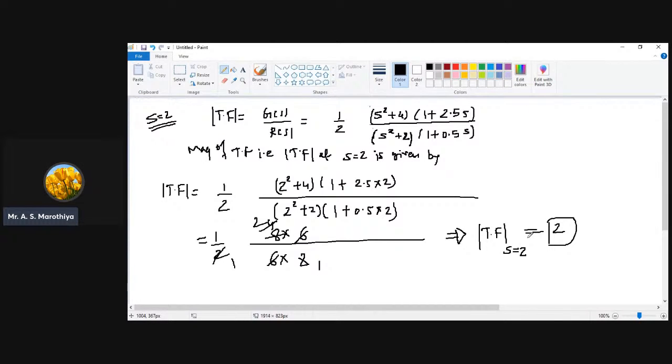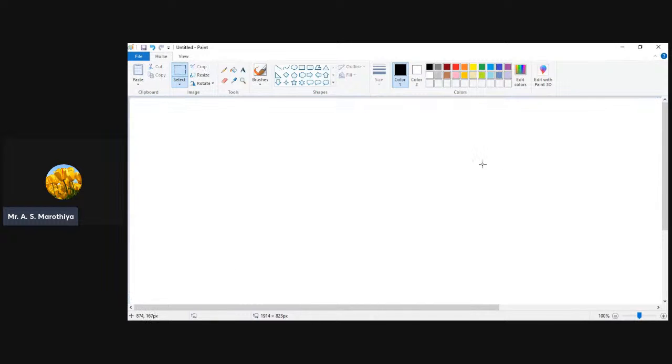I hope this numerical is clear to everyone. Through this numerical, we basically understand how to find the poles, how to find the zeros of the system, how to represent poles and zeros on the S-plane, and then how to find the magnitude of the transfer function for a given complex frequency. This is very important. Now let us try to solve one more numerical on the transfer function approach.